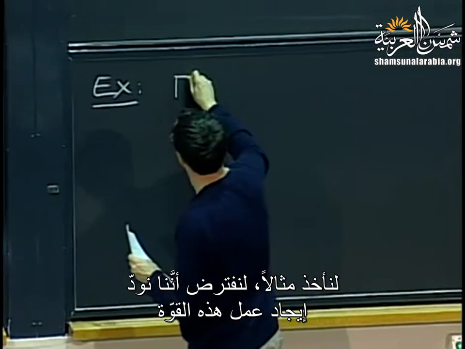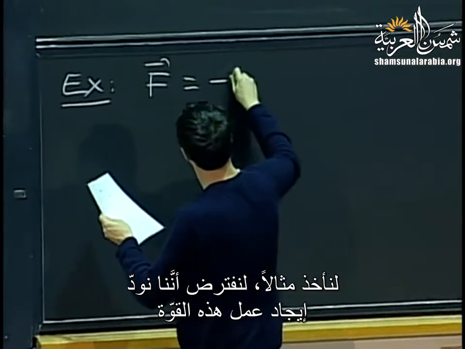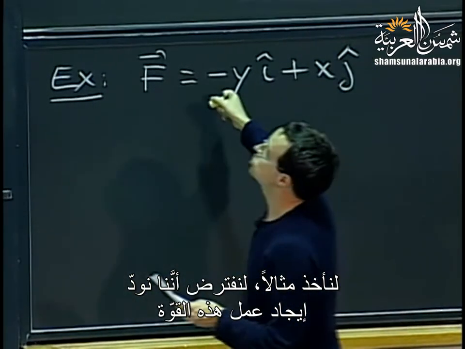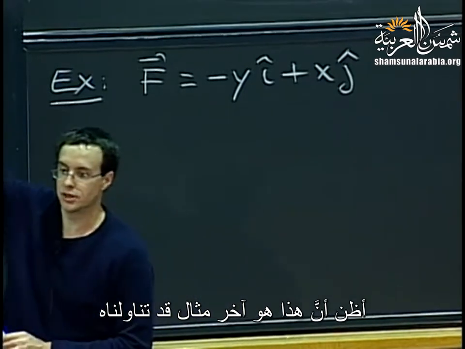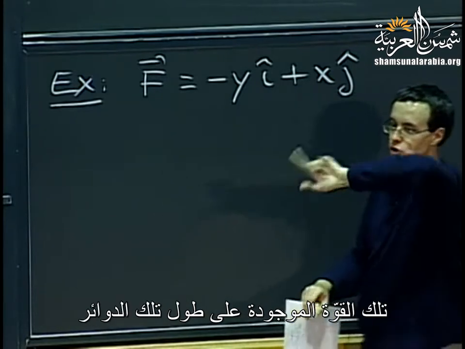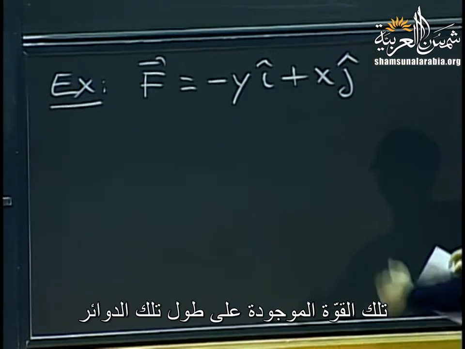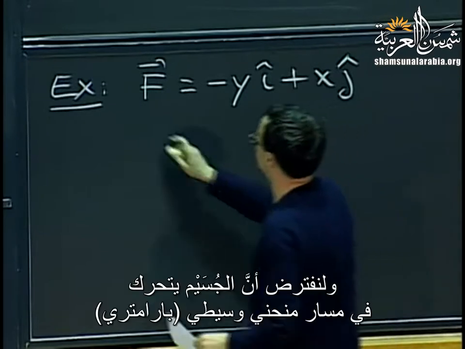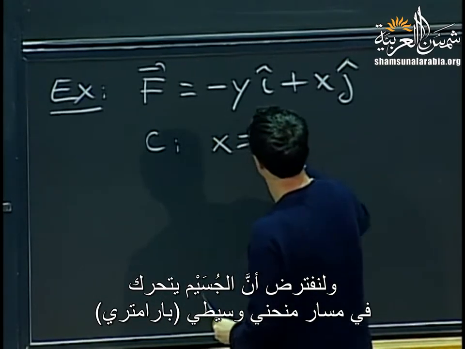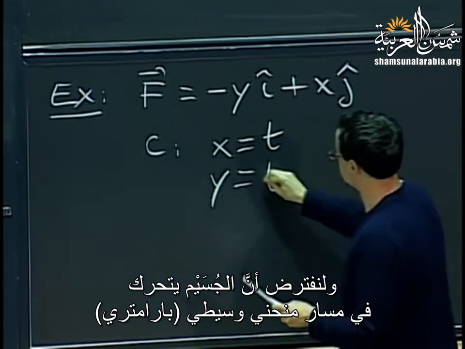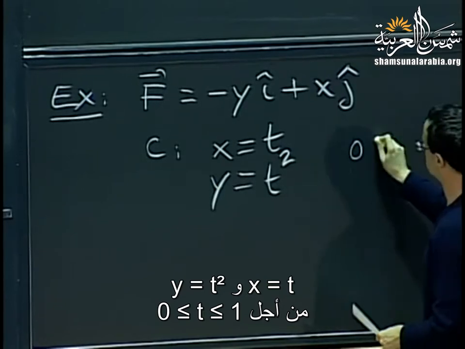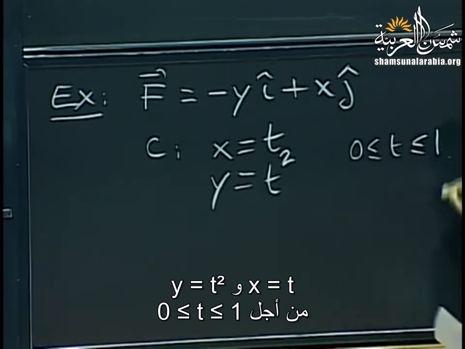Let's say that we want to find the work of this force. I guess that's the last example that we had. It's a force field that tries to make everything rotate somehow. Your force points along these circles. And let's say that our particle is moving along the parametric curve x equals t, y equals t squared, for t going from 0 to 1.